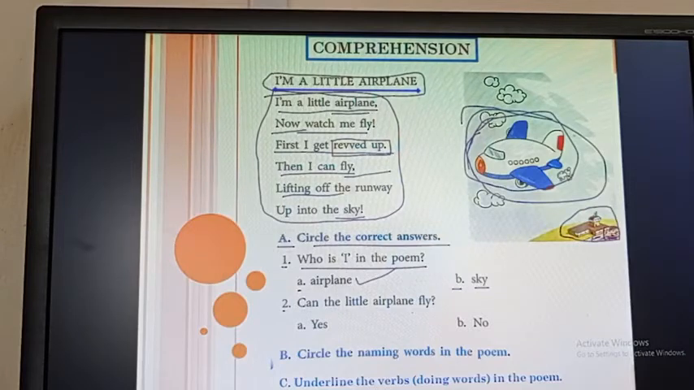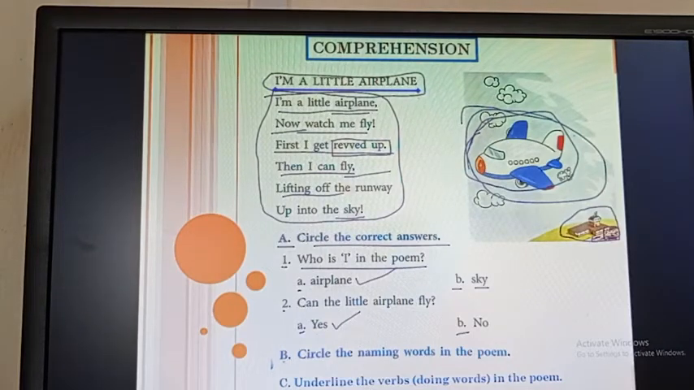Can the little airplane fly? Okay. Number 2 question is, can the little airplane fly? Okay. Now, answer is yes or no. Which answer you will give? Yes. Airplane can fly. Here it is written, then I can fly. So, can the little airplane fly? Yes. Little airplane can fly. Good. So, this is how you will give the answer.